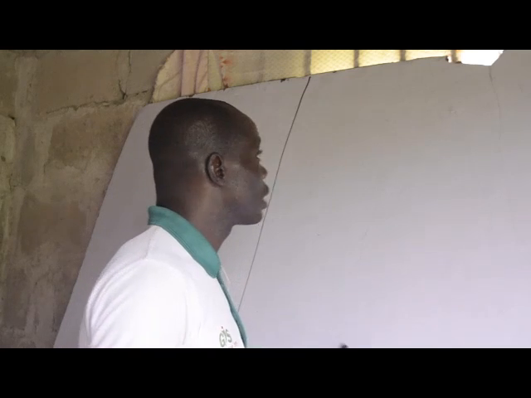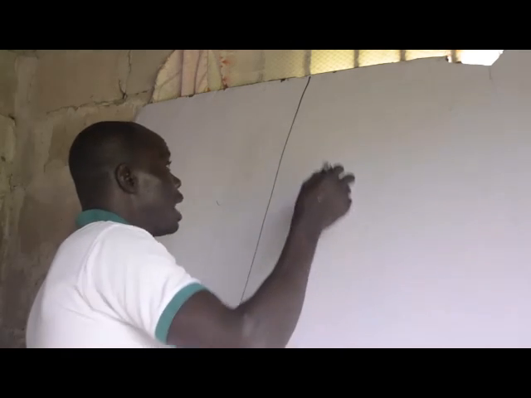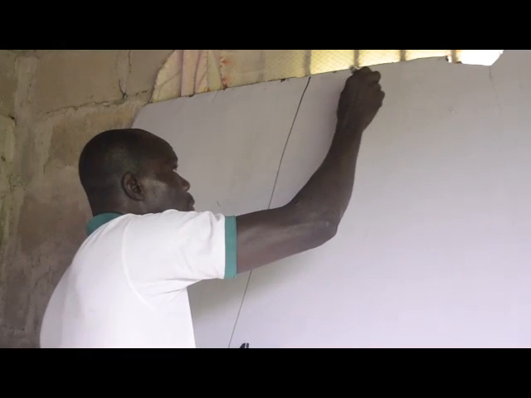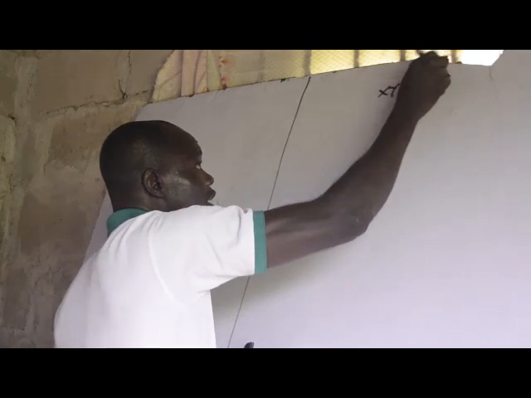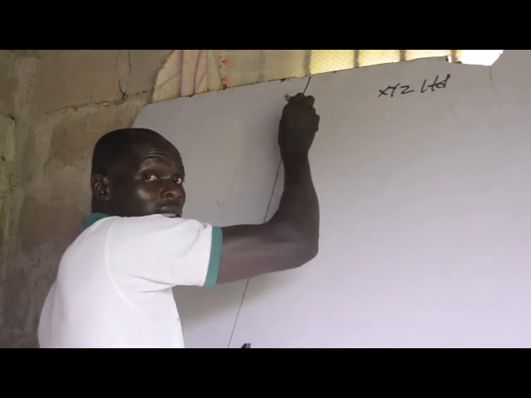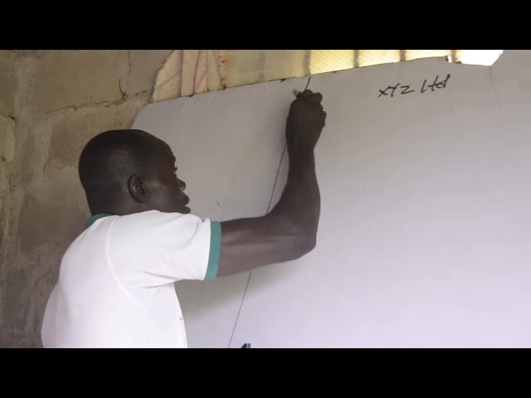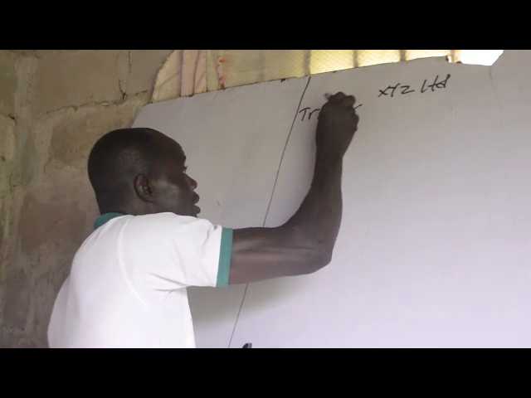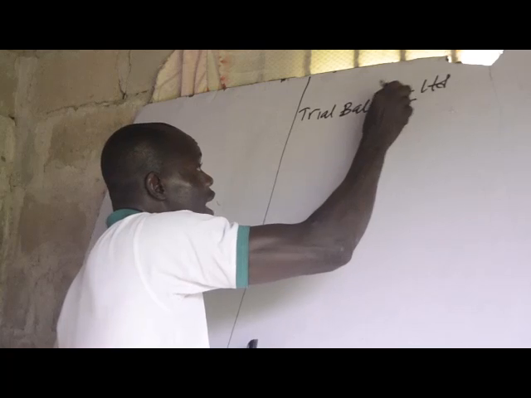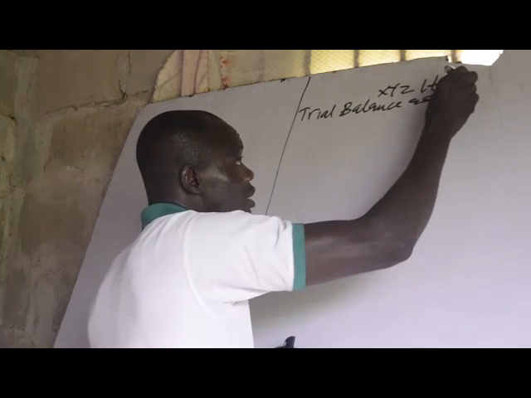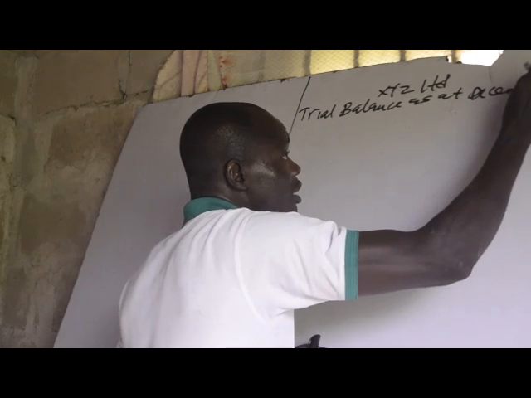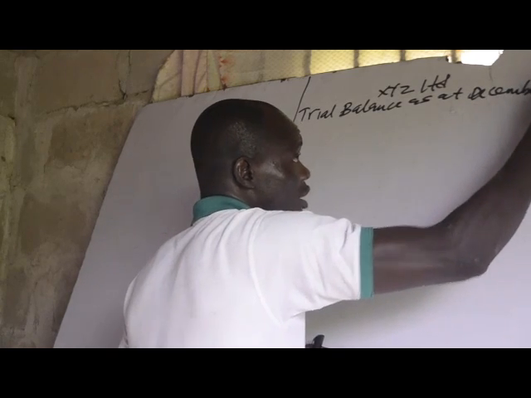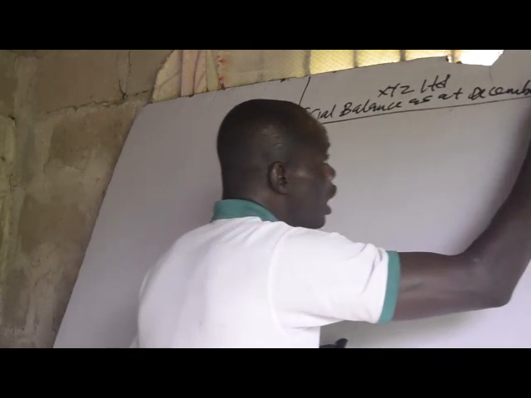I want to give you the format for extracting the trial balance. Now, the format. You put the name of the entity, XYZ Limited, then trial balance as at December 31st, 20XX. So you have to use the period in the question.